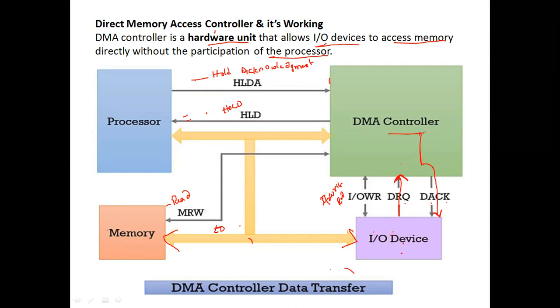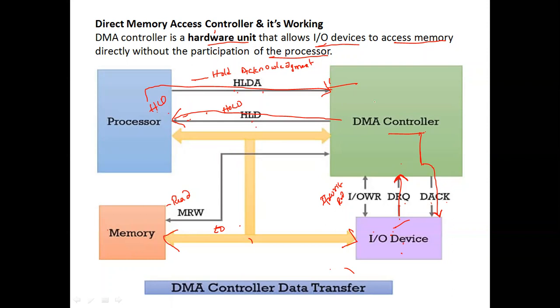Here, the DMA controller is going to ask the CPU to hold for some time, for a few clock pulses, by sending this hold request. After receiving this hold request, the processor is going to give an acknowledgement to the DMA controller that it has received the hold request, through HLDA, that is, hold acknowledgement.